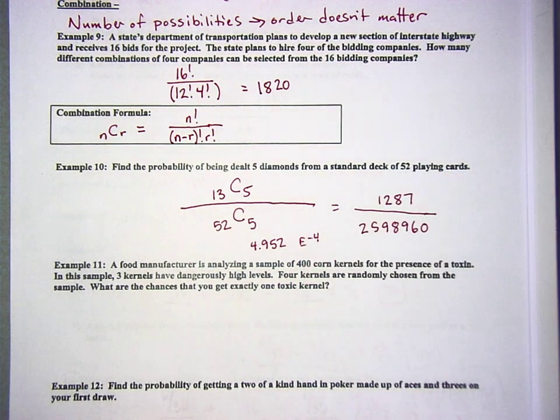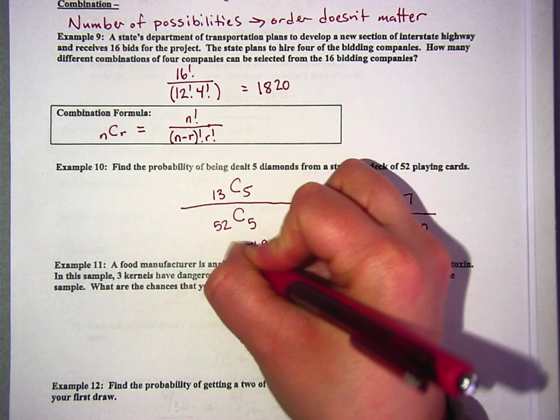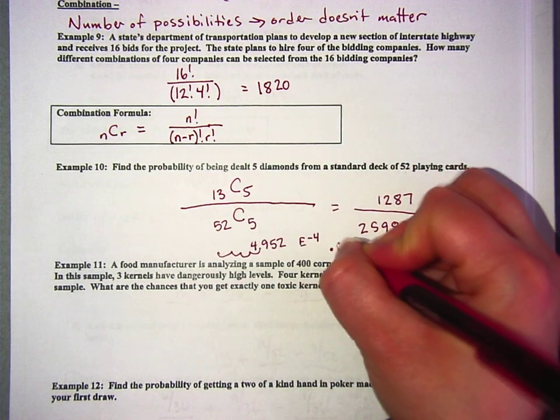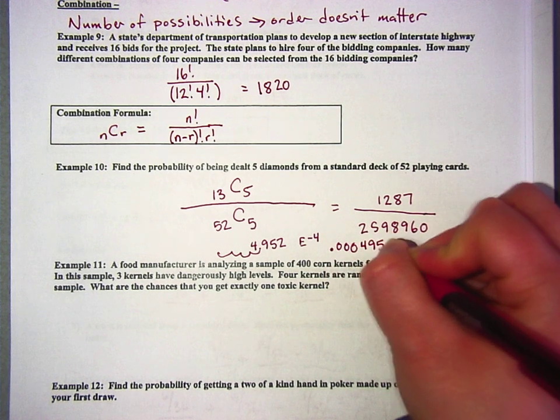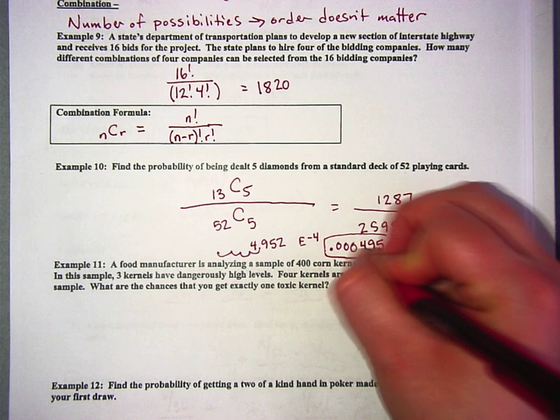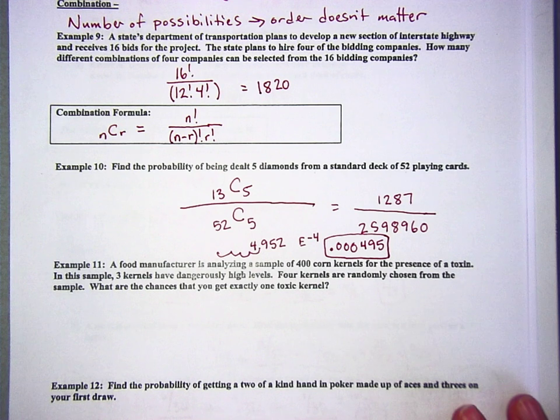What does it mean when it says e to the negative fourth? Scientific notation. Which means what? If it's a negative 4, move the decimal to the left, yep. 1, 2, 3, 4, so it'd be 0.000495-ish. That is your chance of selecting, first try, 5 diamonds at a time. That's called a diamond flush, by the way.